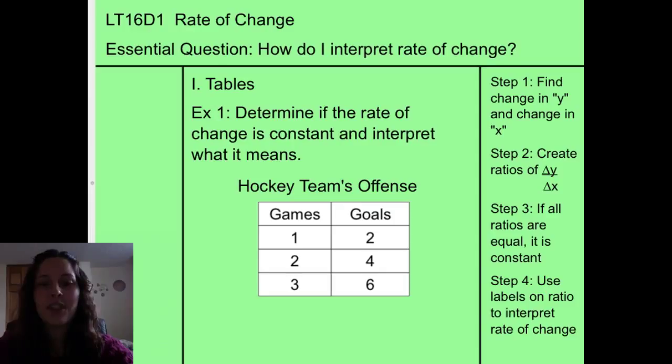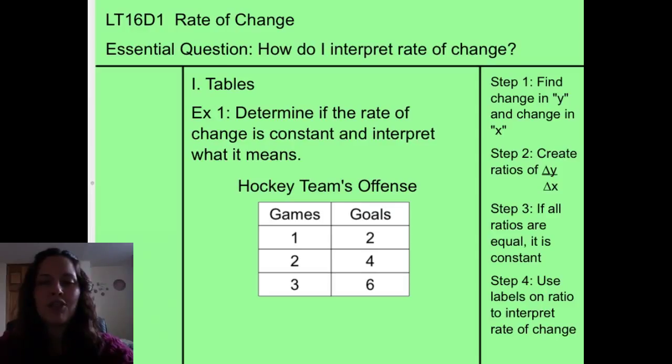Our essential question today is how to interpret rate of change, which is the most important part of it. Calculating rate of change is one thing, but understanding what the rate of change means is really the most important part. So first we'll practice calculating and then we'll interpret what it means.